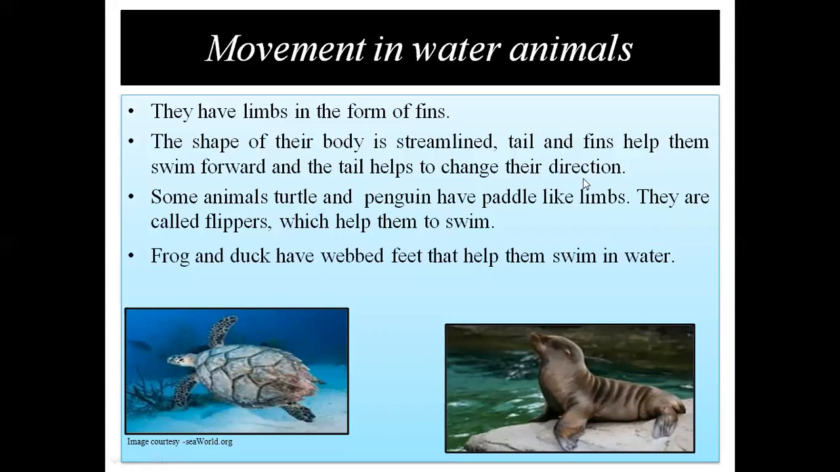The body is streamlined. They have tail and fins which will help them to swim forward in the water, and to change their direction they use their tail. Some animals like turtle and penguin, they have paddle-like limbs. They are called flippers, which help them to swim. You can see in this picture, this is a seal which is having flippers. Here also you can see it is having flippers.